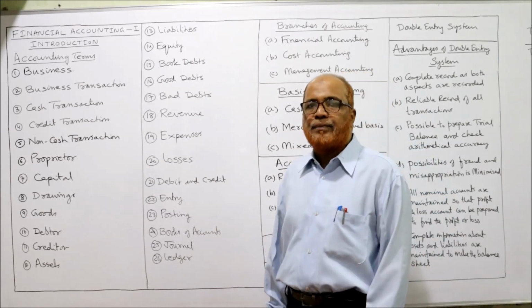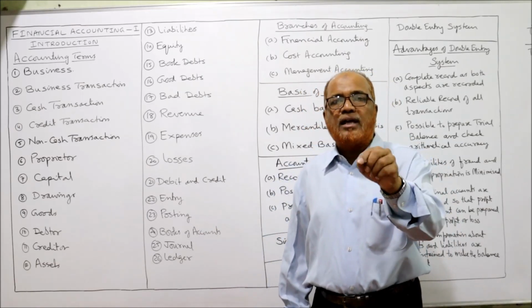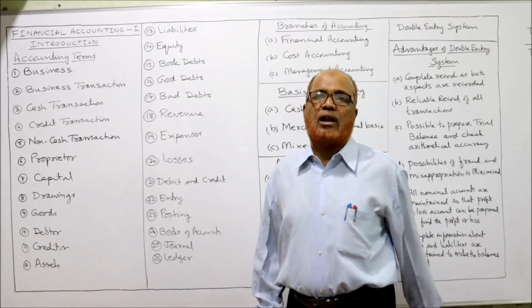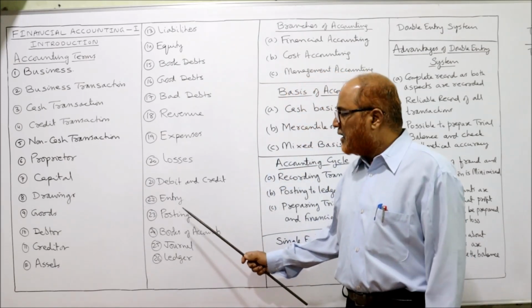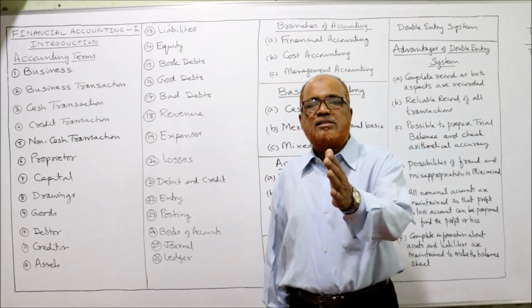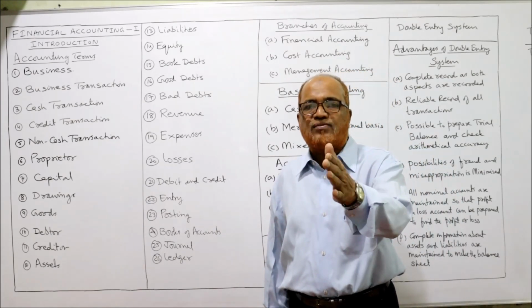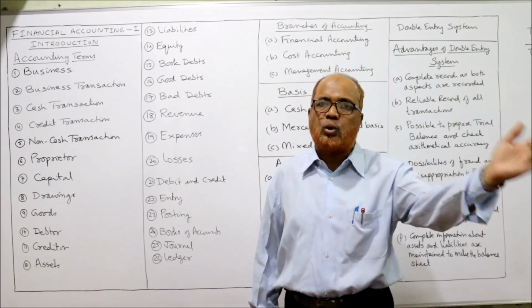Next comes entry. Entry means recording the transaction in the journal. Recording the transaction in the journal is called entry. Then posting. Posting means the process of transferring the entries from journal to ledger.